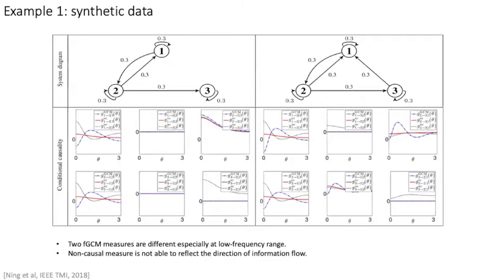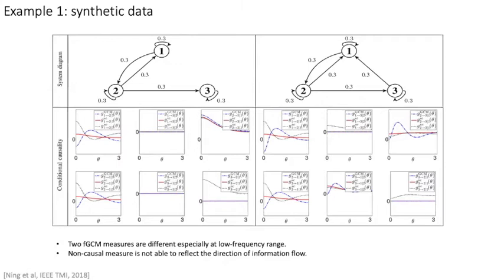There is a three-dimensional time series. The direction shows the direction of the A matrix, the entries of the A matrix. These are the parameters of the autoregressive model, a first-order autoregressive model. The only difference is that this one has a direction from 3 to 1, and this one does not have the direction from 3 to 1. Let's see the difference. This one is different from this one.